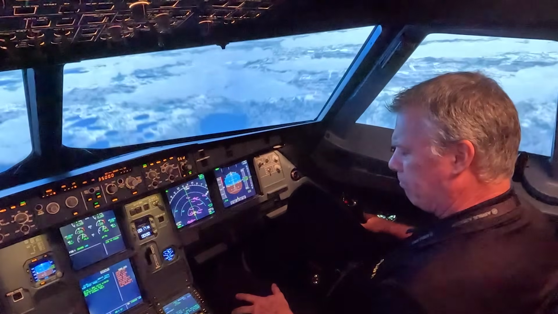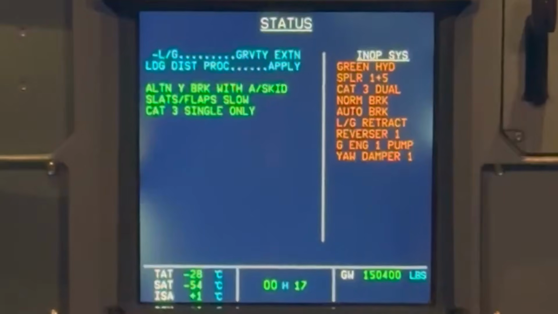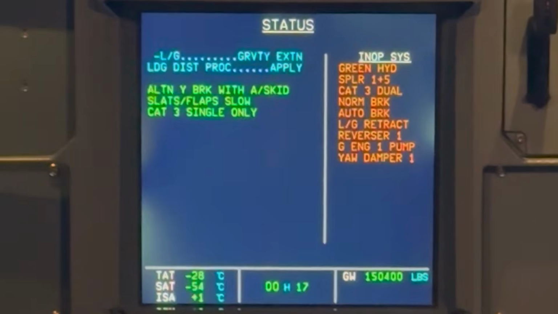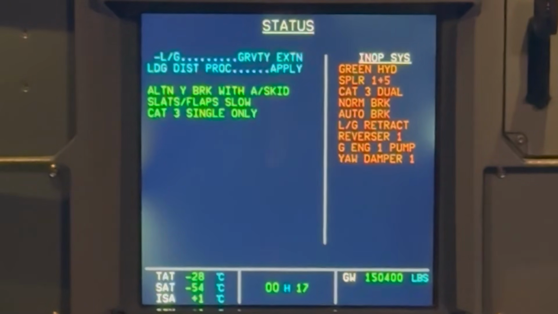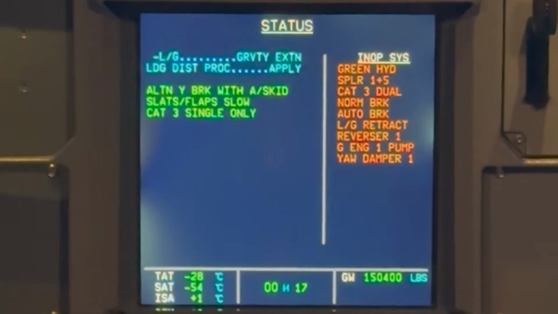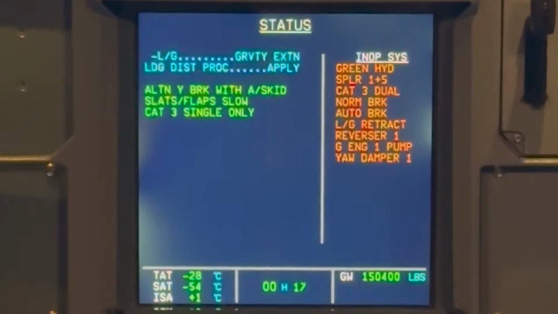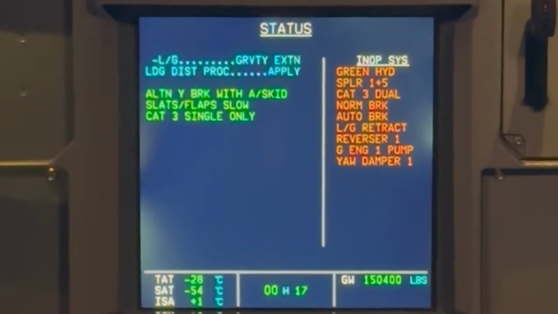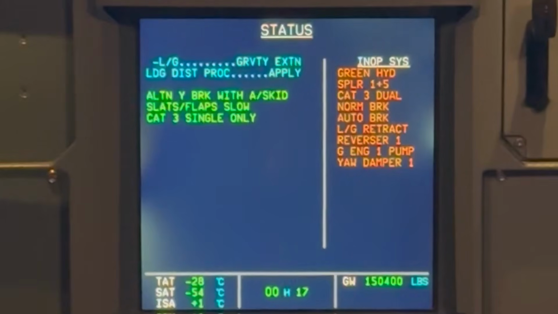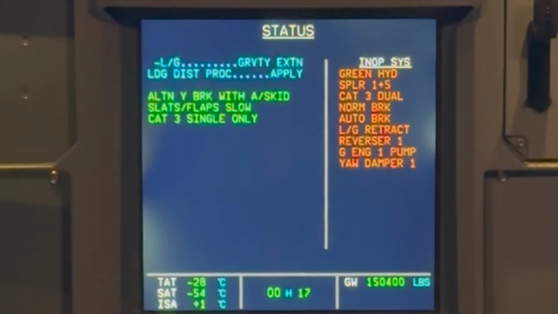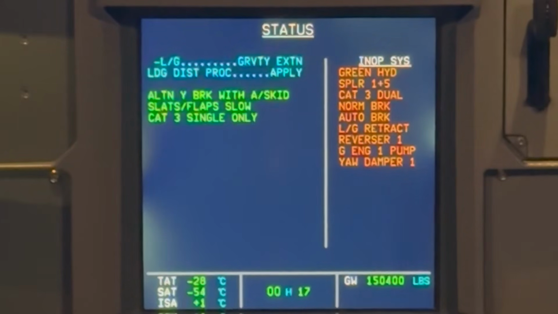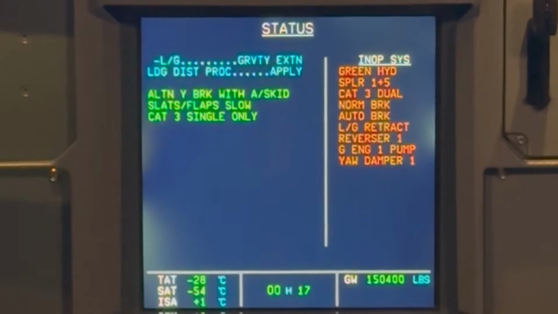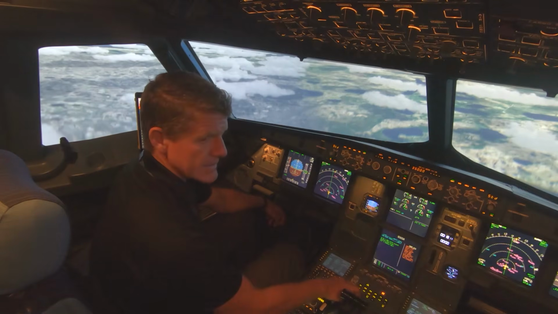All right. Continue ECAM. Status, landing gear, gravity extension, landing distance procedure apply. Alternate yellow brakes with anti-skid. Slats, flaps, slow. Cat 3 single only. In-op systems: green hydraulic, spoiler 1 and 5, Cat 3 dual, normal braking, auto braking, landing gear retract, reverser 1, green engine 1 pump, yaw damper 1. Clear status. Clear status.